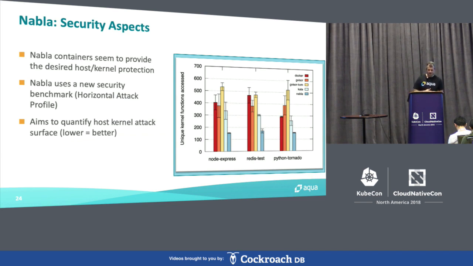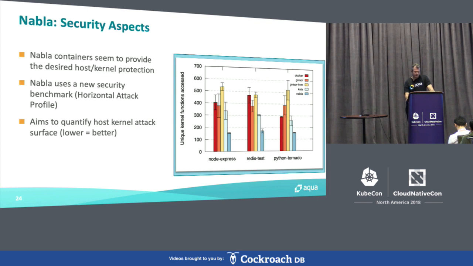Now, interestingly enough, Nabla also created an interesting security benchmark called horizontal attack profile. What is horizontal attack profile? They try to quantify the risk of every technology by seeing how much code each technology creates and how many system calls it allows, and create some kind of a matrix to estimate the risk of every technology. I don't know if you can see the screen, but the lower is of course the better, and Nabla is the light blue one, which is very low. I think it could be easily understood. So on the security aspect, they did a great job.